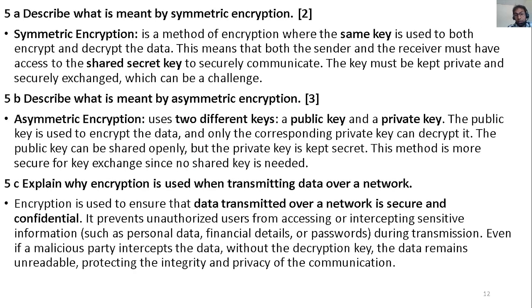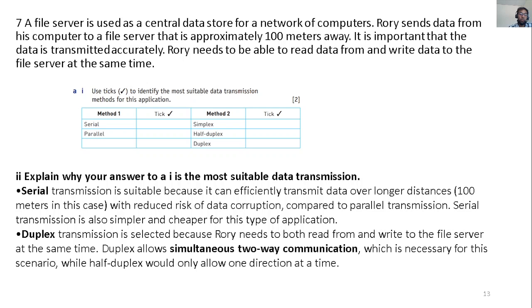Next is explain why encryption is used when transmitting data over a network. Basically, it is used to maintain security and confidentiality, and it prevents unauthorized users from accessing and intercepting our information. Even if a malicious party intercepts, malicious party means any hacker, without the decryption key, the data remains unreadable for them.